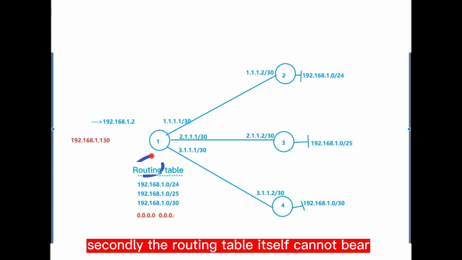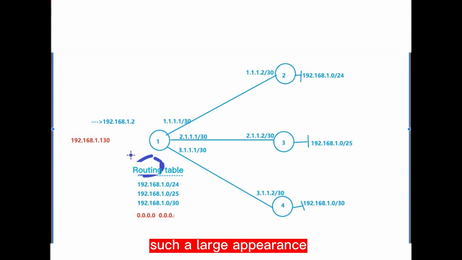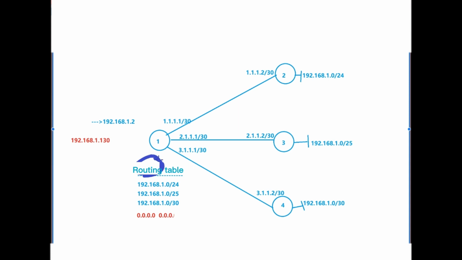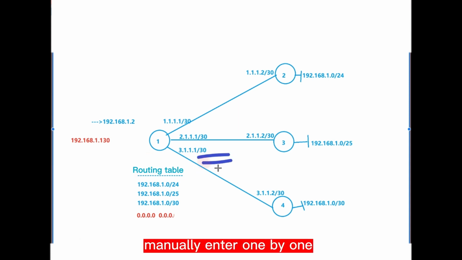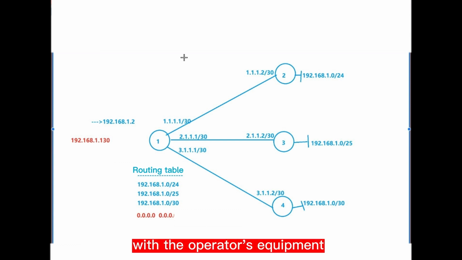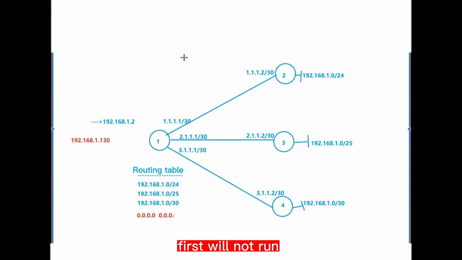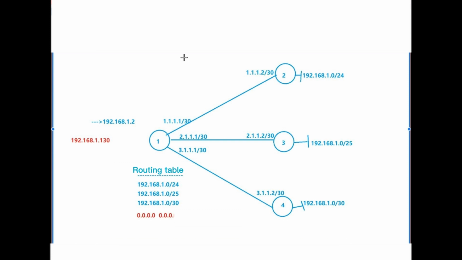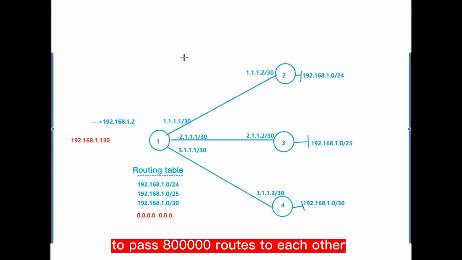Secondly, the routing table itself cannot bear such a large size. Who will configure it? Does the engineer need to manually enter them one by one? It's out of the question. If you want to run a dynamic routing protocol with the operator's equipment, first, it will not run. Second, even if it actually runs, do you need to rely on dynamic routing protocols to pass 800,000 routes to each other? This is too exaggerated.